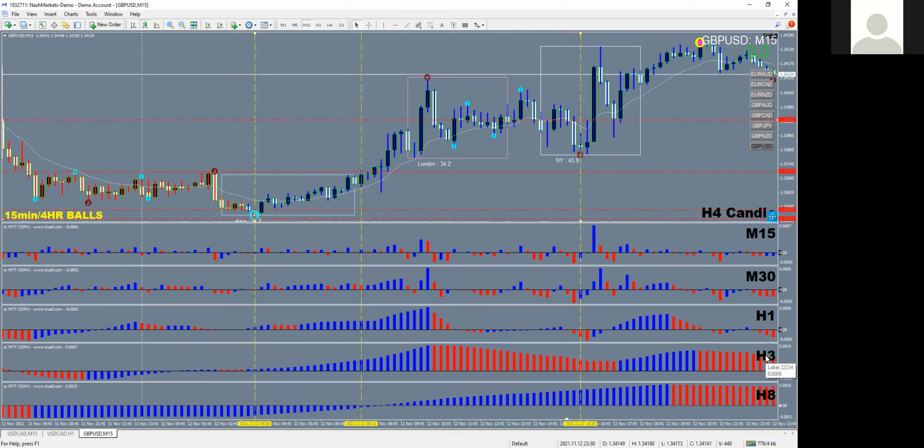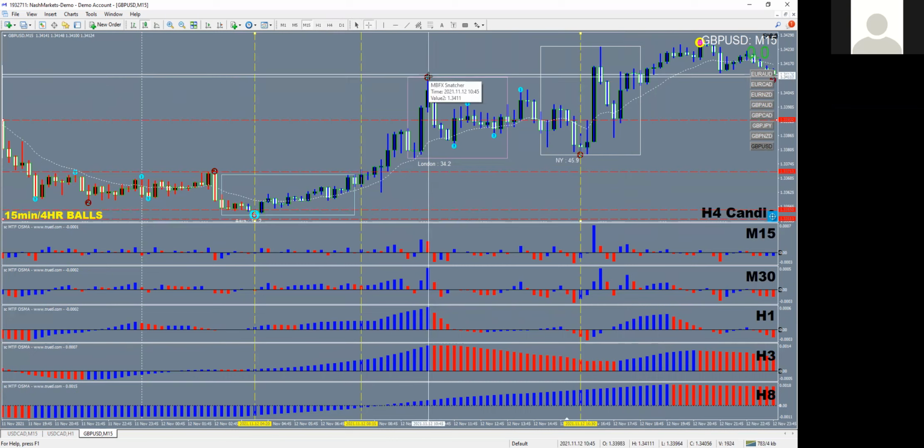So on the H3, when it turns blue, you have 3 hours, or 15 minutes is how many, 12 bars? You anticipate 12 bars of movement. You're at the end of the U.S. session, so you obviously don't anticipate that. But let's say the European session, where the two ball is at the top, it turned red over there.